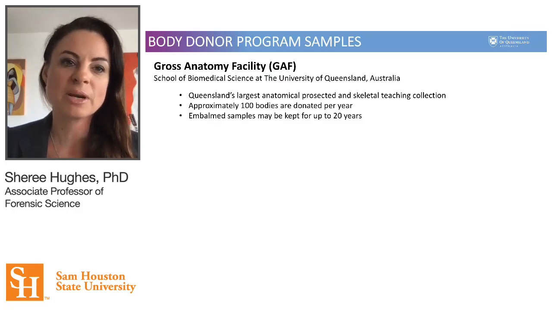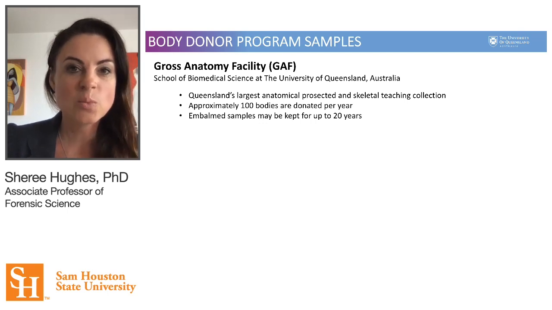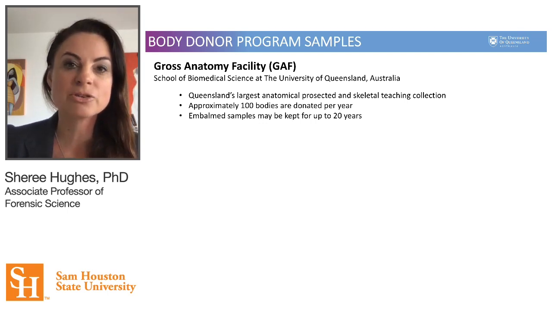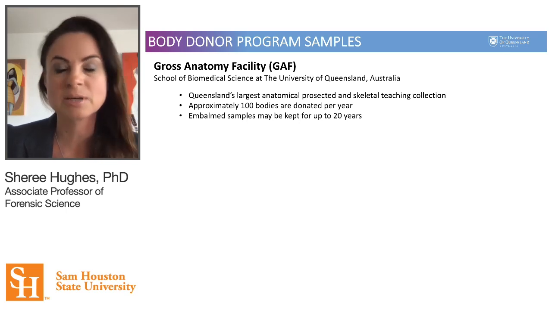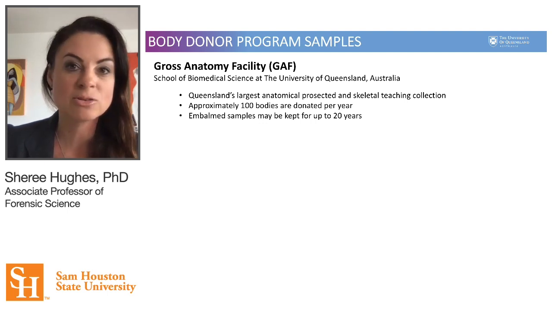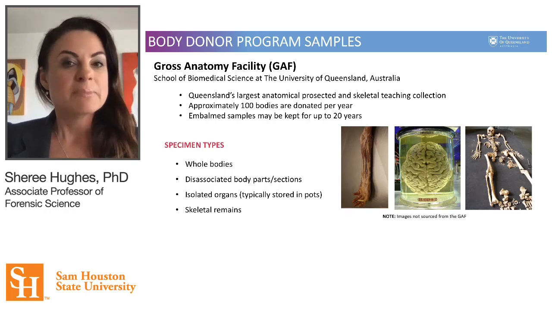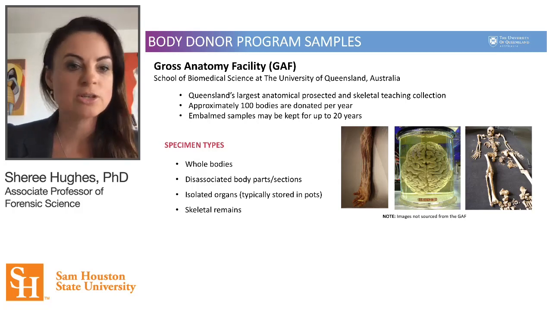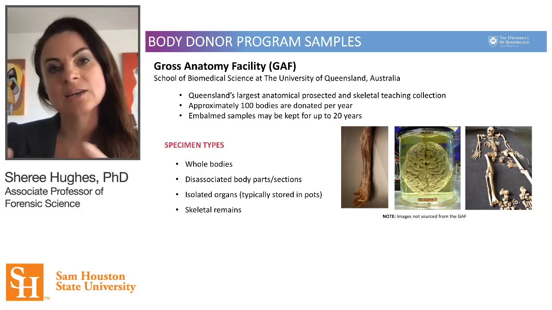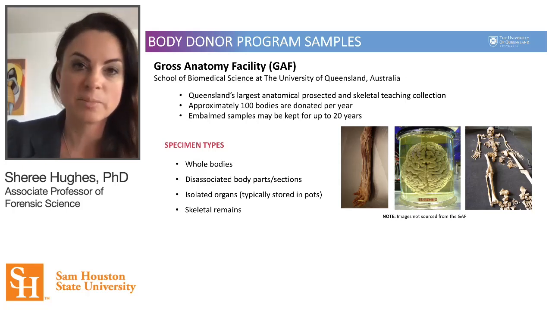So the GAF within the biomedical sciences at the University of Queensland is the largest anatomical, prosected and skeletal teaching collection within the state of Queensland. And we receive approximately 100 bodies per year donated to the program. These bodies and samples can be maintained for up to 10 or 20 years before being returned or disposed of. And so these specimens can be anything from whole bodies through to prosected limbs and torsos, various body parts. We have isolated organs that can be preserved within pots, and of course skeletal remains and collections.